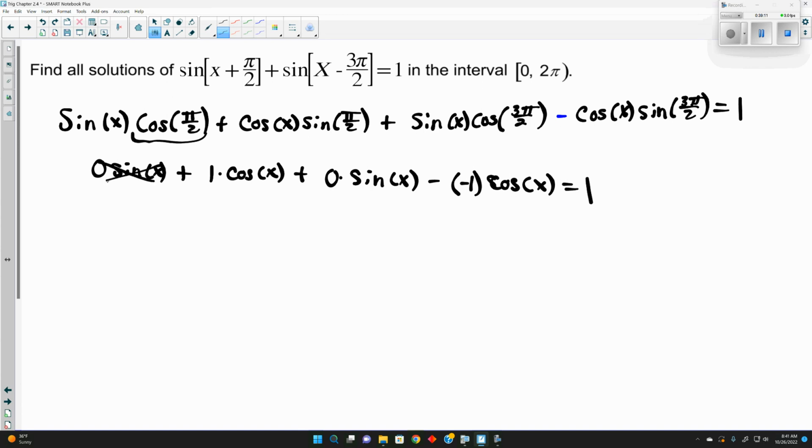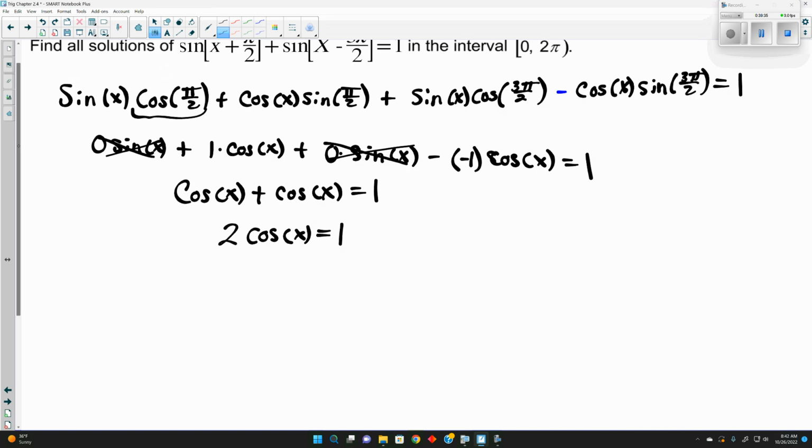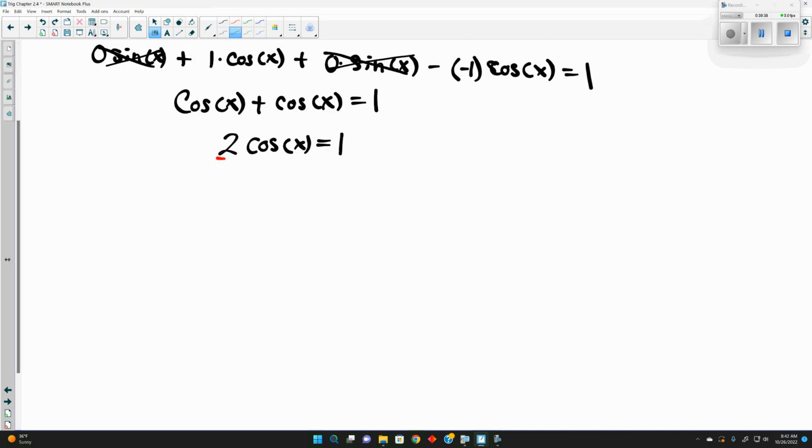Well, that one's gone. Which really just tells us cosine of x. So here we'd have negative negative cosine of x, which would just be plus cosine of x is equal to 1. Well, cosine of x plus cosine of x is 2 cosine of x is equal to 1. Which means last but not least, we can divide by 2, telling us cosine of x is 1/2.